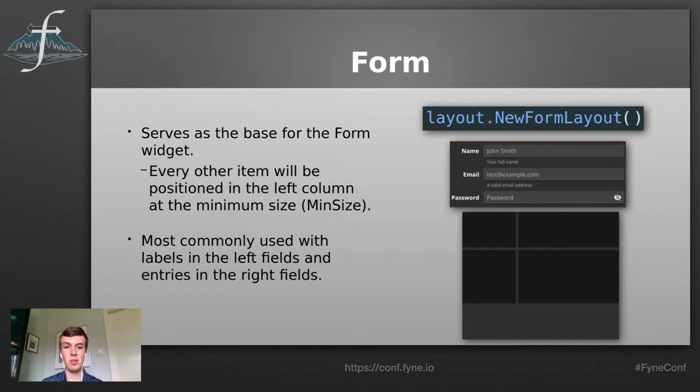So the objects in the left column are going to be compressed to their minimum size, or their width, and the entire column is going to have the width of the largest item in that column. And you'll most likely see it used with, for example, labels in the left side and entries in the right column, where the right column is expanded to take up all of the available space to the right. And of course the form widget also has some features, like Andrew talked about, that are not in the form layout.